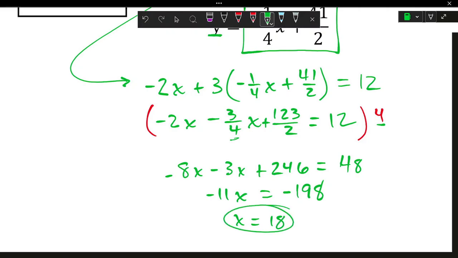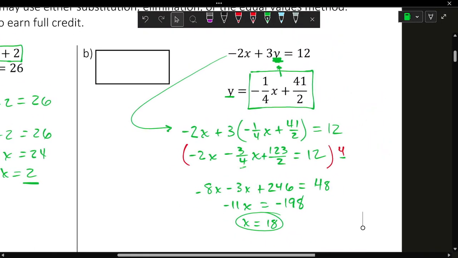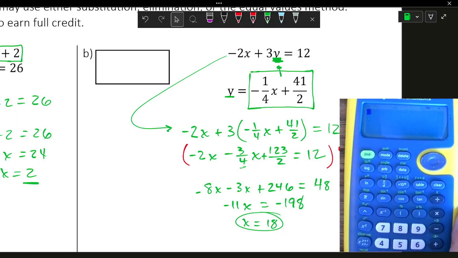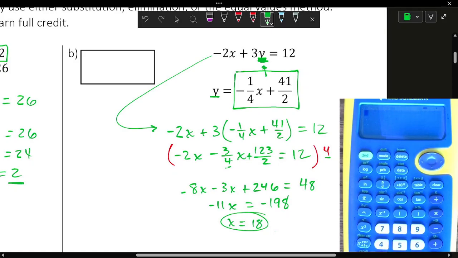I have almost no confidence in that value, but let's go ahead and figure out what y is and see if I can convince myself that this point works in both equations. Let's go ahead and plug this value in and see what y is. I'm going to take this 18 and plug it into this equation right here.